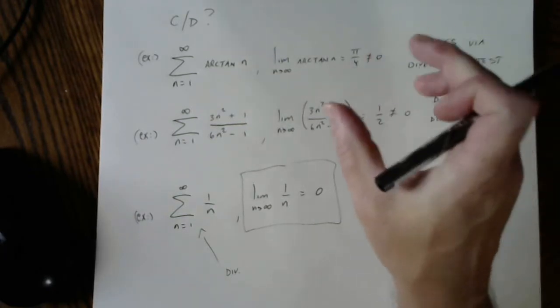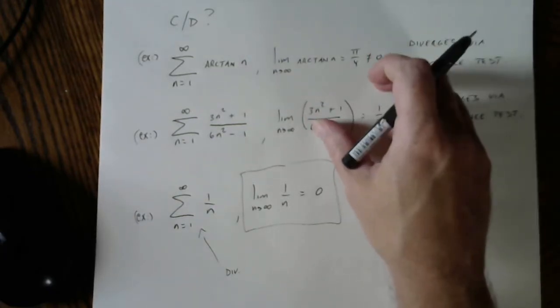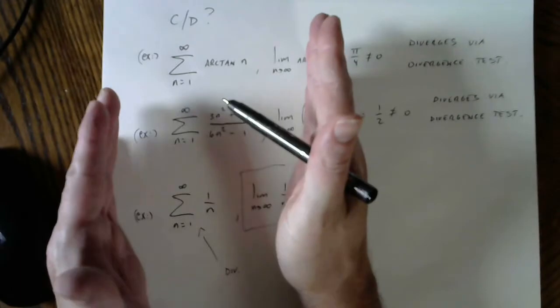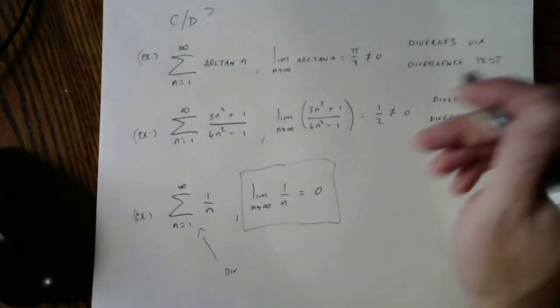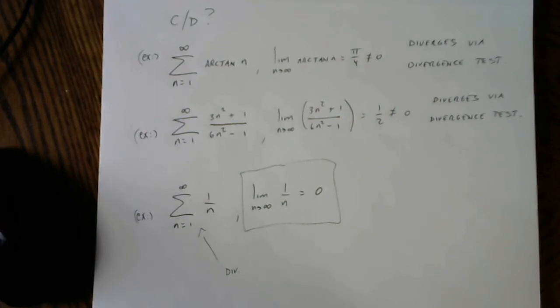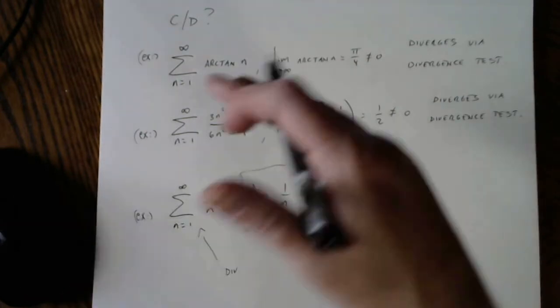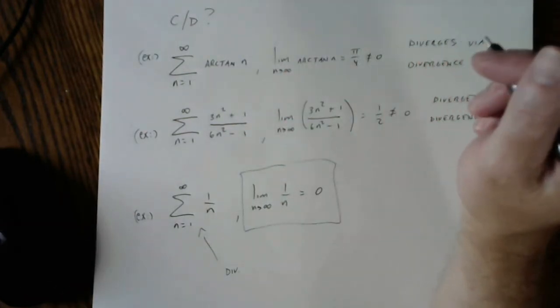So this is a pretty simple test, but it can only do half for you. It can only show divergence. If the series happens to converge, this is worthless. And you'll move on to some other tests. So keep that in mind.